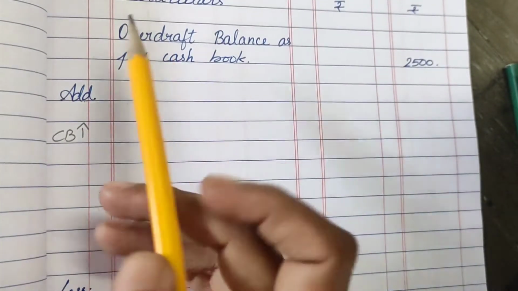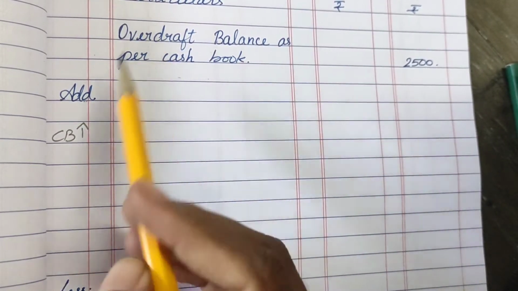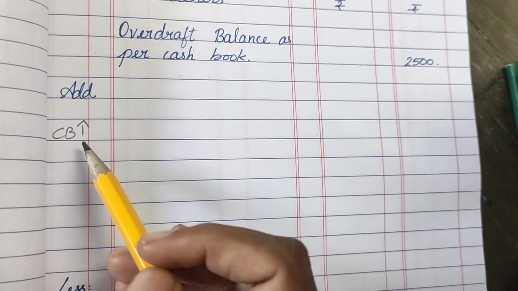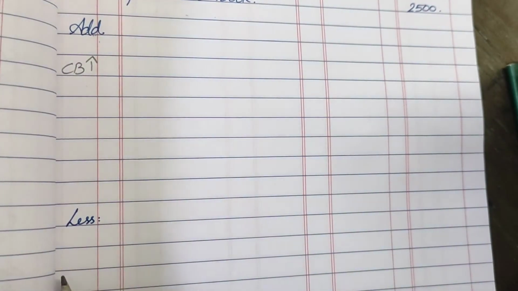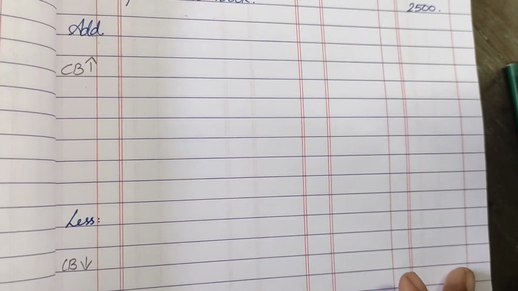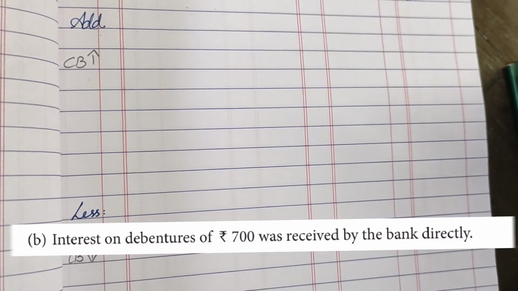Why? Because we are using overdraft balance as per cash book. So when it's overdraft balance as per cash book, all the add items will have an increase in the cash book balance, whereas the less items will be those which decrease the cash book balance. So depending on this we are going to put the values down there. So let's go and look into the first transaction.